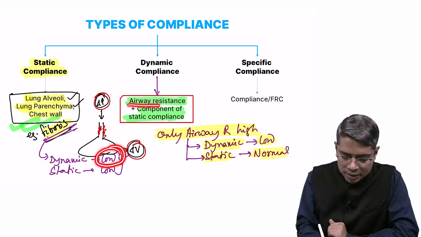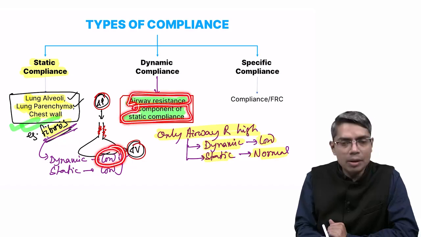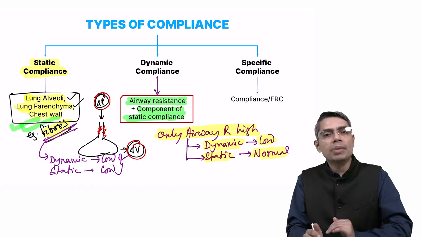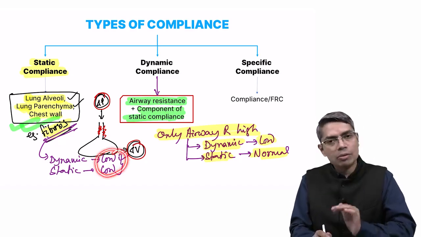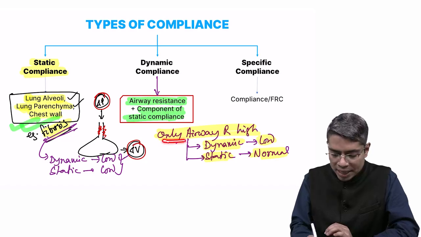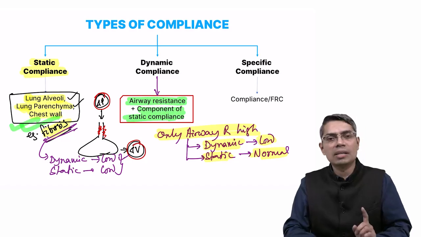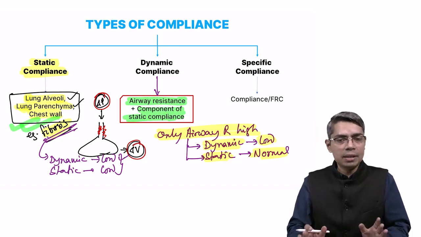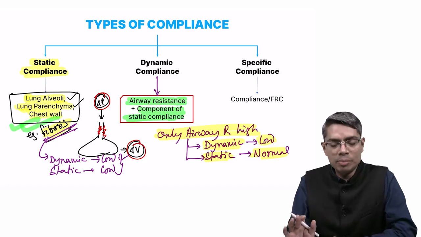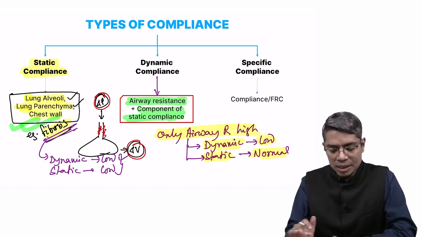Because dynamic compliance includes airway resistance plus the component of the static compliance. So whenever static compliance is low, dynamic compliance is also going to be lower. But when only airway resistance is high, in that case dynamic compliance will be lower, but static compliance is not lower, right? Getting my point? So this concept you have to remember, the difference between dynamic and static compliance.